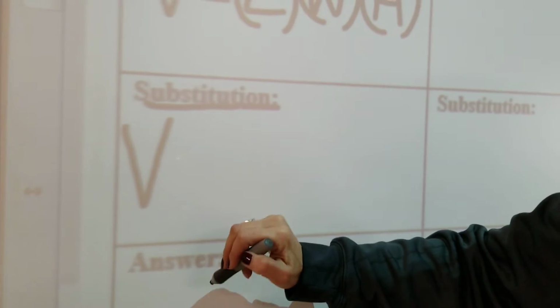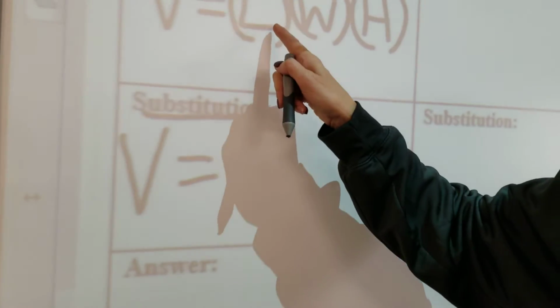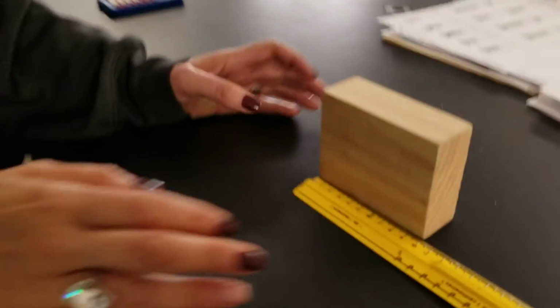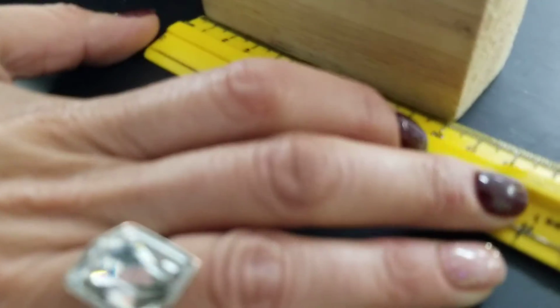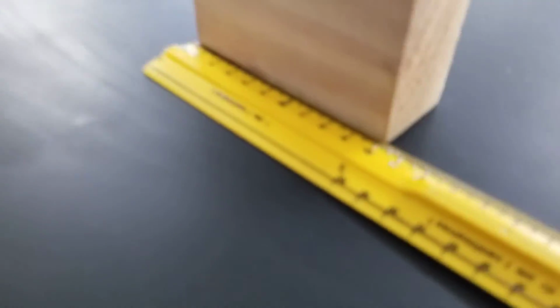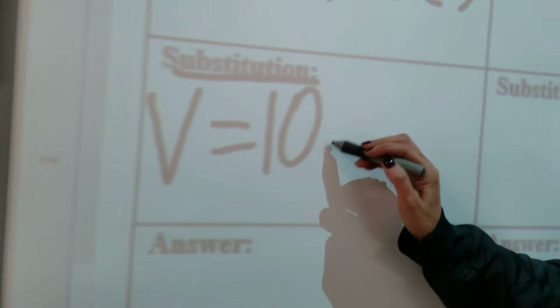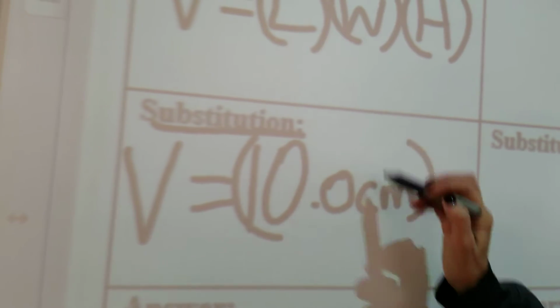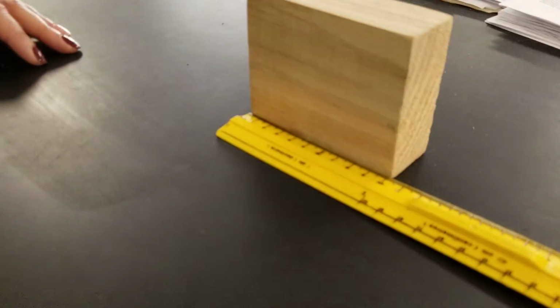I don't know the W, I rewrite that. I can figure out the length if I measure with the ruler. Let's measure the length with the ruler. The length of this block is 10 and 0/10 centimeters. You're measuring each side. So this first side is 10 and 0/10 centimeters, 10.0 centimeters. Oops, that 0 looks ugly. That's the length, check.